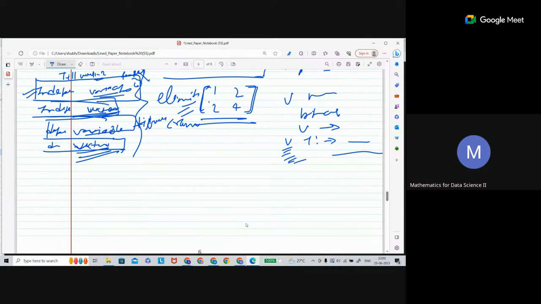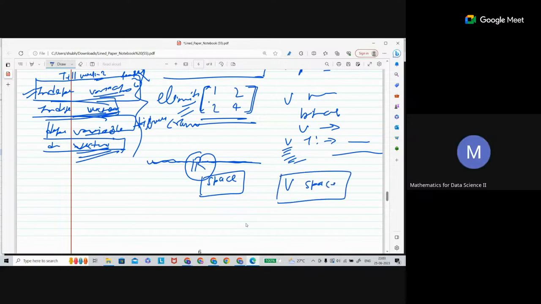Space means, now see, you are in Maths 1, R is actually a space and you are doing set, relation, function, addition, multiplication. R is a kind of space and you are freely doing all operations. Similarly, vector space is a space, a platform where you are doing all these. Here R is a platform where you do multiplication, natural numbers, all these things. Similarly, V is a space, V is a platform.